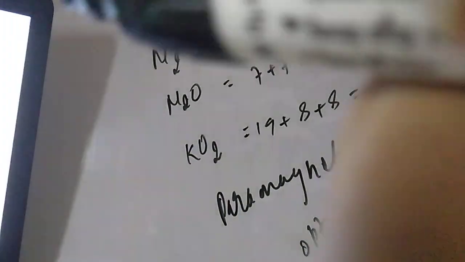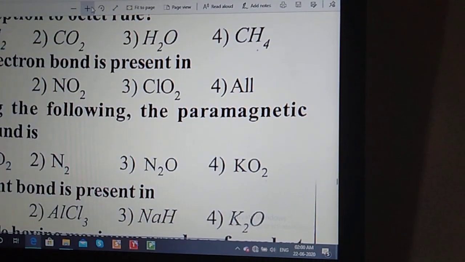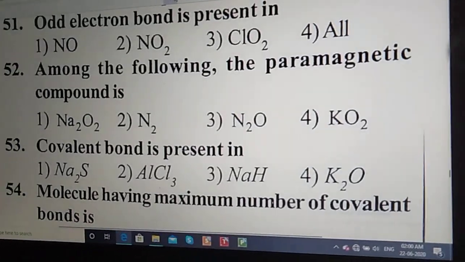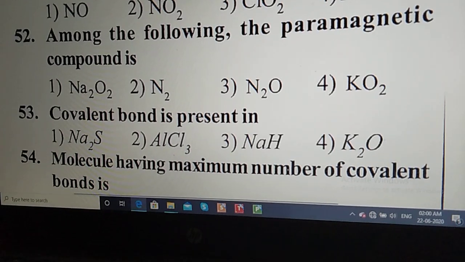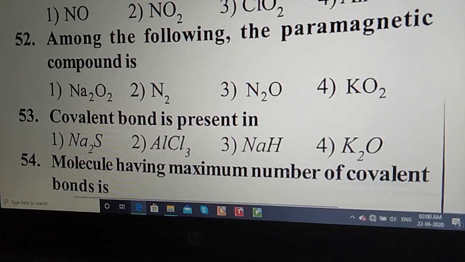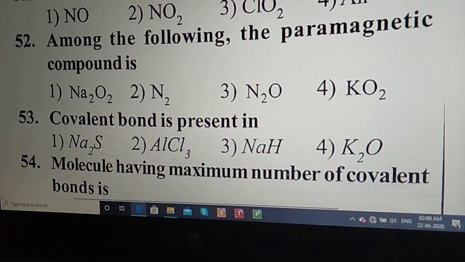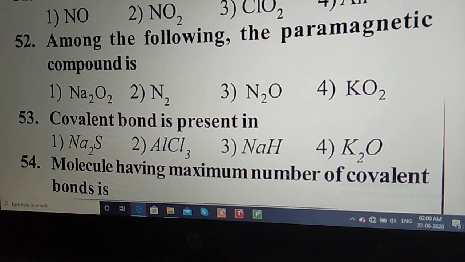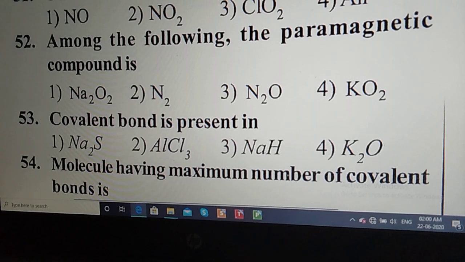Now let us move to the next question, question number 53. Let us read out the slide. Covalent bond is present in: Na2S, AlCl3, NaH, and K2O. So they are asking which has a covalent bond. Let us check on the board.